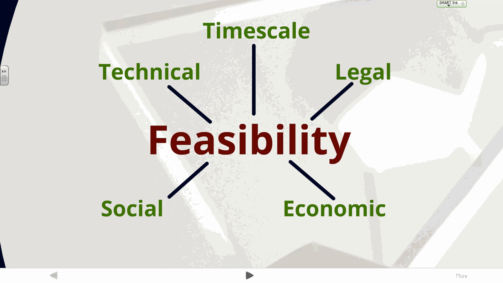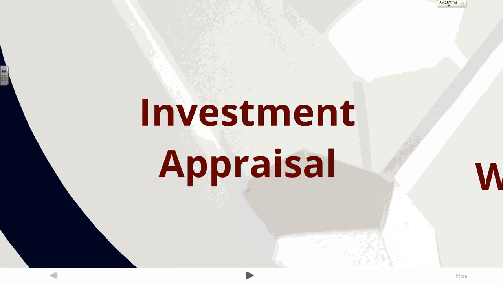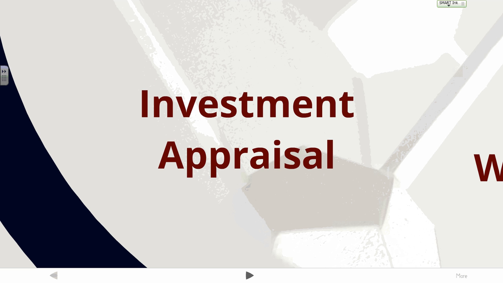Social and legal, there's obviously going to be a lot of overlap between them, but often legal systems are antiquated and don't necessarily match what people genuinely want and what they think, and whether there's actually going to be a market for it. Economic feasibility is why we have investment appraisal. This is how we're going to decide whether something is worth investing in or not.